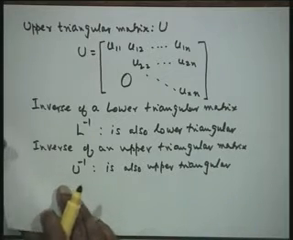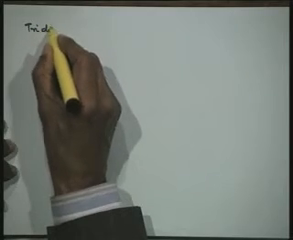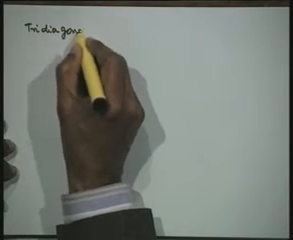Both these properties we shall be using in constructing some of the numerical methods for the solution of the algebraic equations. Then we would like to define what is known as a tridiagonal matrix.